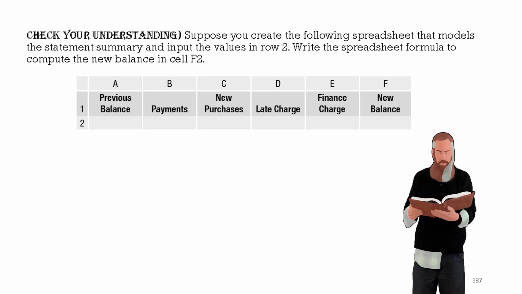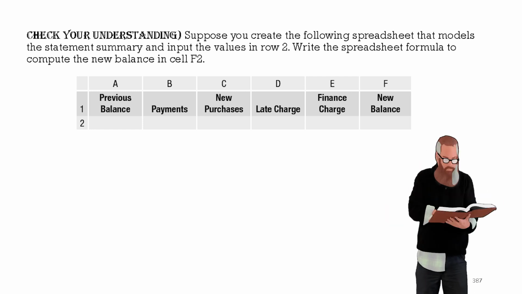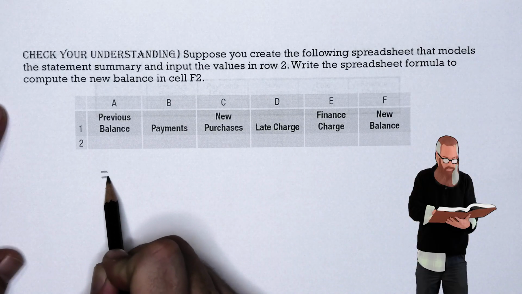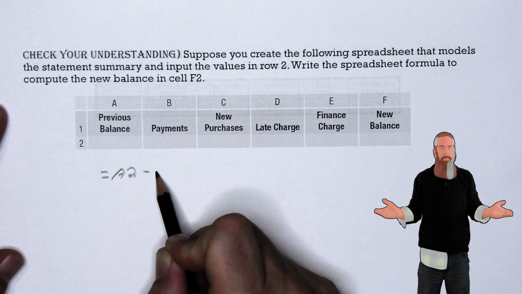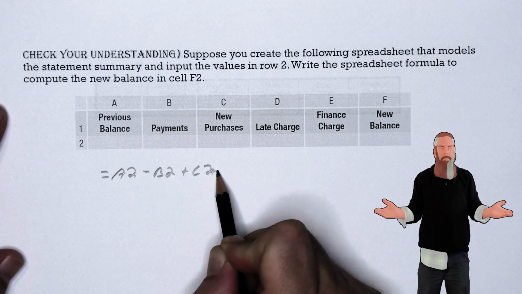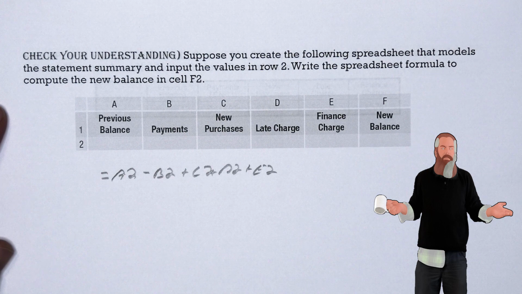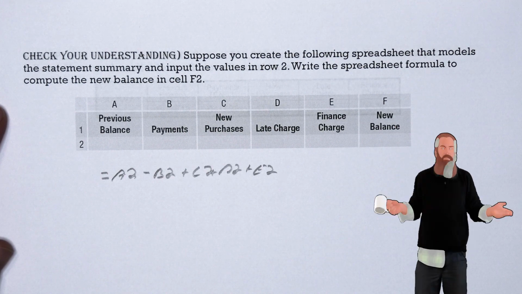Suppose you created a spreadsheet that models the statement summary and input the values into row 2. Let's write a spreadsheet formula to compute the new balance for cell F2. So F2 would begin with an equal sign. This is just a command prompt, and we're going to say A2 minus B2 plus C2 plus D2 plus E2. Now, if there's no entry in any cell, the spreadsheet will use zeros for the amount that it's calculating.